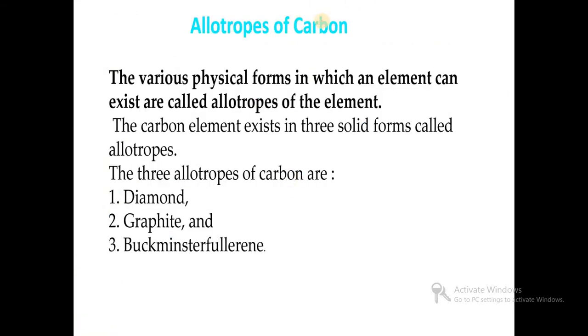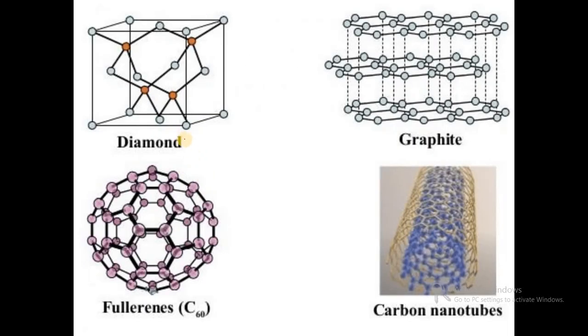So what are the allotropes of carbon? The various physical forms in which an element can exist are called allotropes of the element. So the carbon element exists in 3 solid forms called allotropes, and these are diamond, graphite and Buckminsterfullerene. And these are the structures: diamond, a well arranged structure; graphite, a layered structure; then fullerenes, C60, and carbon nanotubes. So these are the allotropes of carbon.